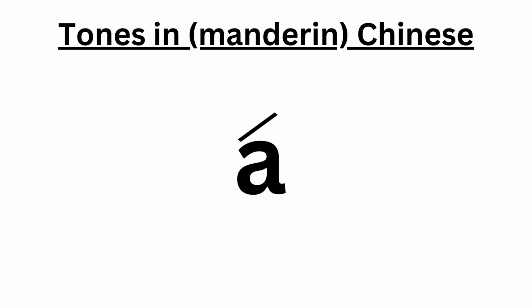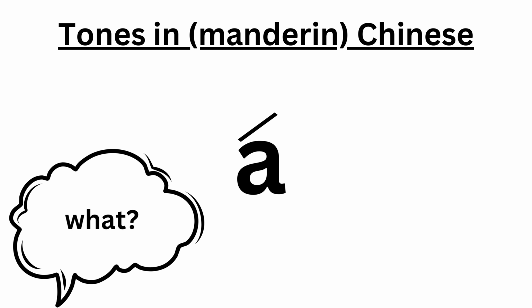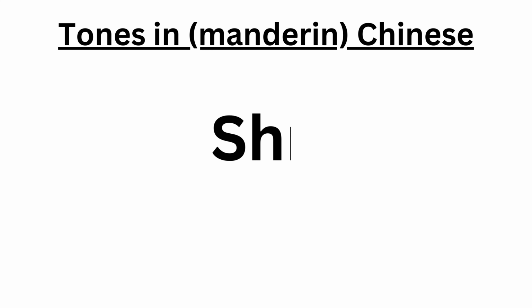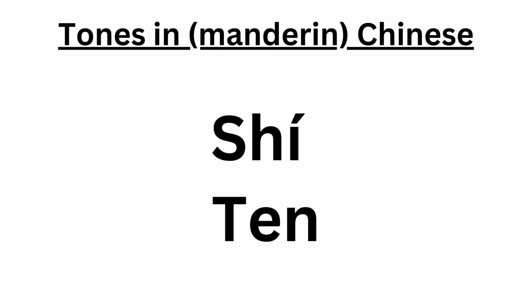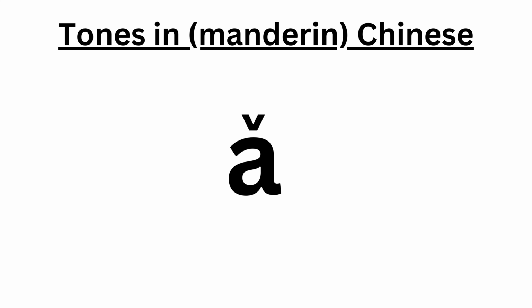Okay, now let's see the second tone. The first tone goes flat, but the second tone goes like this. That means the tone that goes from the bottom to the top. When we ask "what" in English, we start with a low sound and go to a high sound. What? The second tone is like that. If you give an example in Chinese, that means 10.